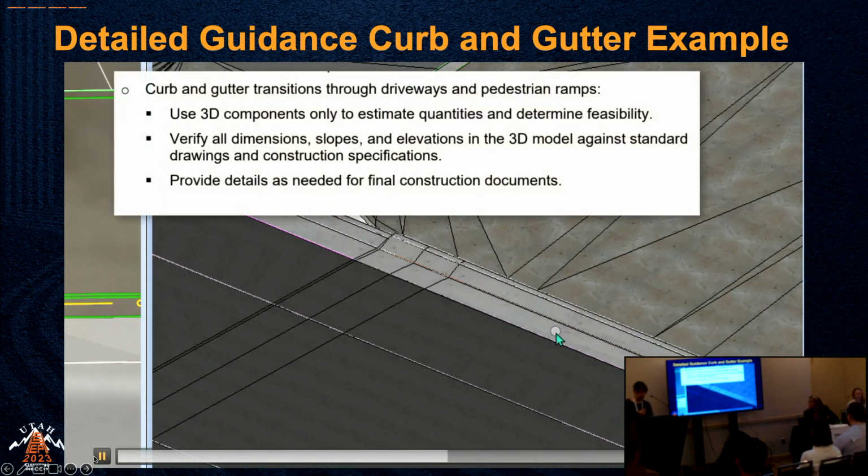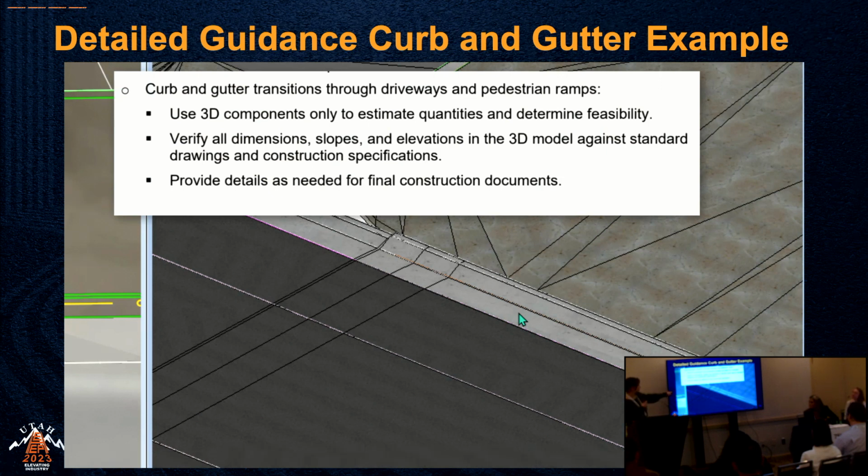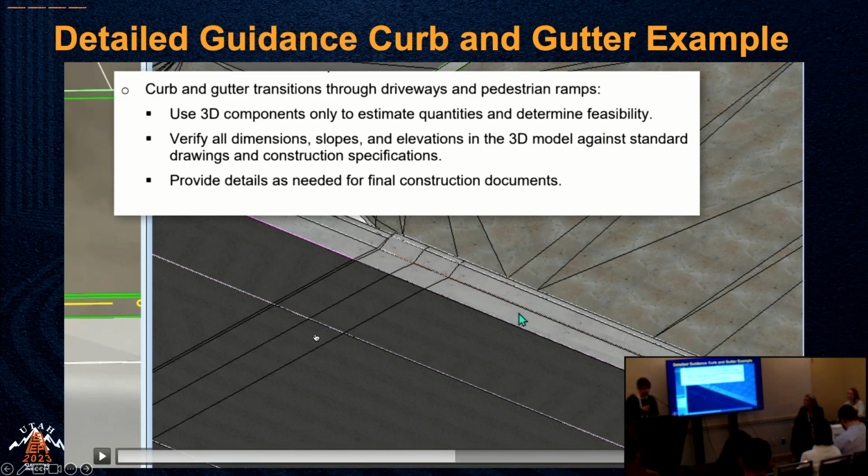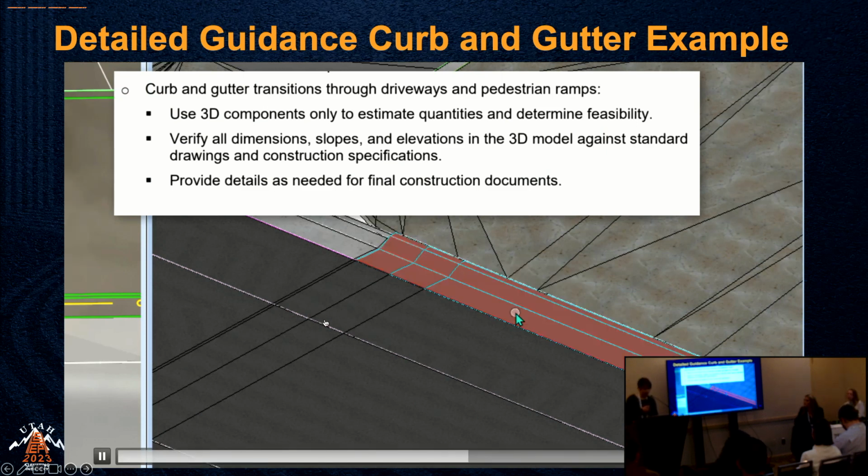Let's see if I can pause again here. Okay. You can see there's a little bit of a gap there. It's a little tricky to see, but the curb and gutter breaks a little bit. It's not perfectly modeled. We're saying for that 300, you just need the 3D components to estimate quantities and determine feasibility. So right now we're not saying that you have to perfectly model every driveway break, every head ramp, everywhere the curb changes. You just need it to get quantities. I'm going to zoom in here.